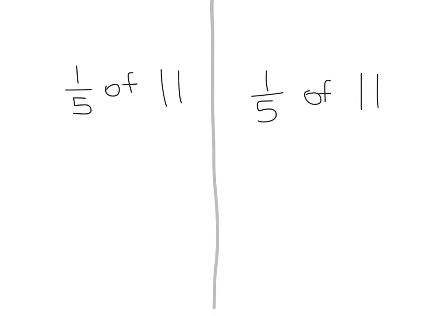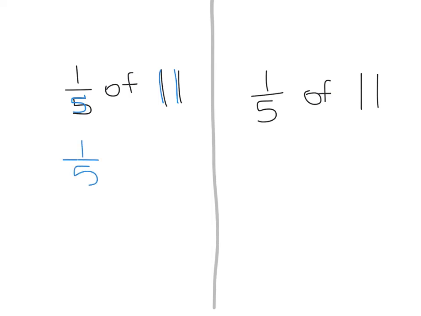Now we have 1/5 of 11 on the left side. So I'm going to try to solve that in my head. What is 1/5 of 11? Well, this one's a little tough to do in your head. See, the reason is because the 5 doesn't divide evenly into the 11. So when that happens, you're just going to have to solve it by multiplying.